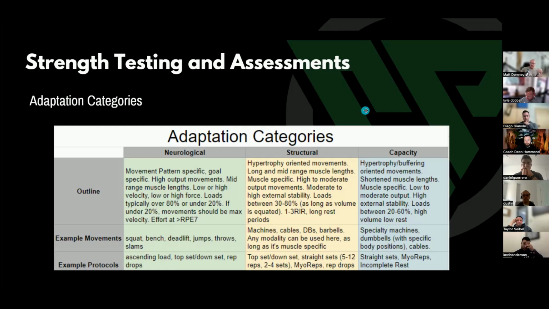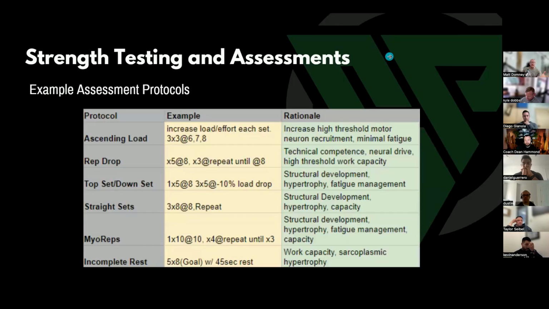So let's take a look at some of those on this slide, right? If I'm going to look at some of the protocols here, we're going to write them out a little bit more in depth. And Taylor, this is where your descending reps is going to come into play if we're looking at something like a rep drop. So if you were to do a set of 7 at RPE 8, a set of 5 at RPE 8, and a set of 3 at RPE 8, potentially using the exact same load for all 3, we're going to be working on a great amount of technical competence, developing neurological drive, and working on a bunch of high threshold work capacity.